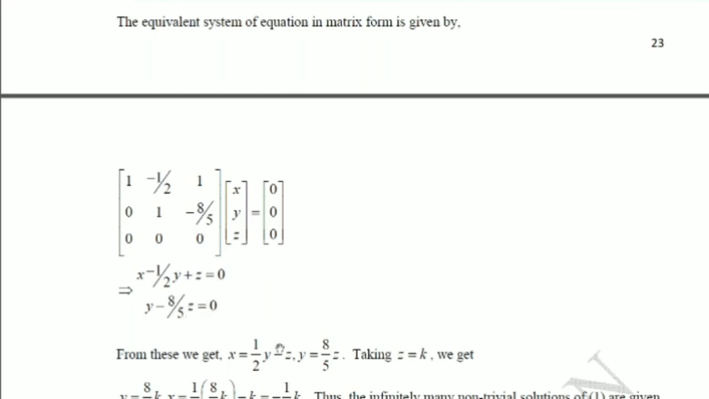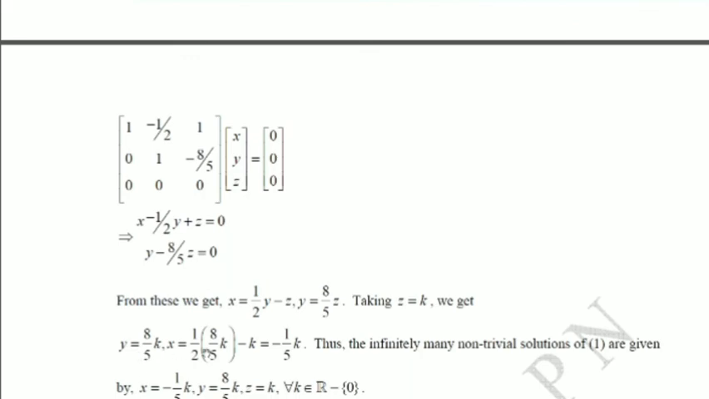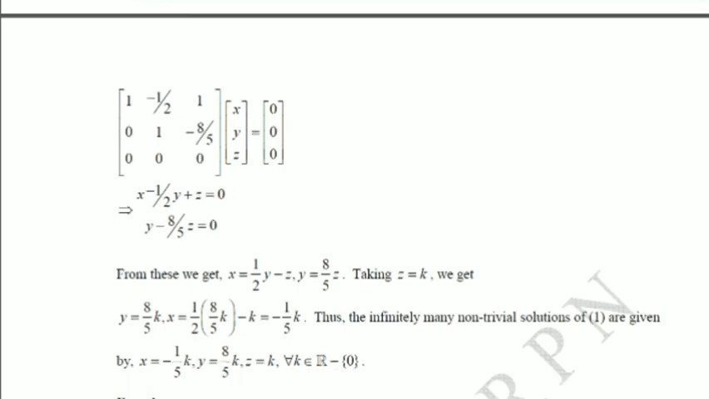Now let us assume that z is some k. Then your y will be 8 by 5 into k. Now you have got y and z, substitute that here, you will get the x value. So this much you are having. Now x equal to this, y equal to this, z equal to this. Among them k is common, you take it out, you will get a vector minus 1 by 5, 8 by 5, 1. That is your linearly independent vector multiplied by k, where k takes infinitely many values in R. You can even give 0 also. So you will get the 0 solution.